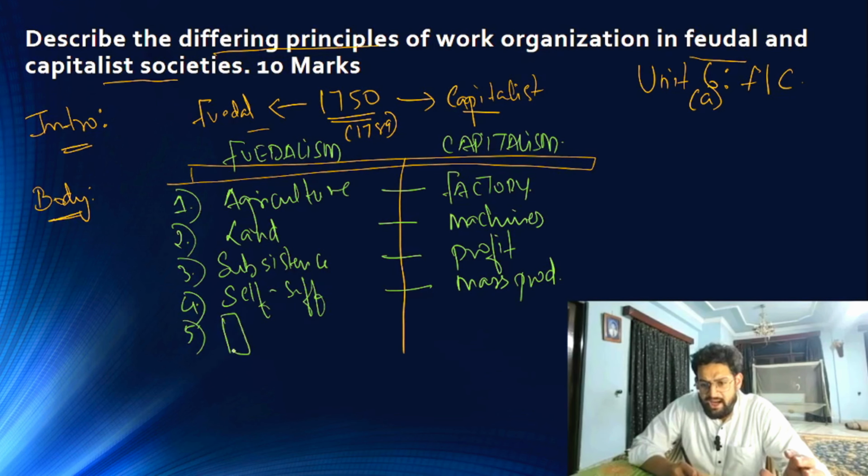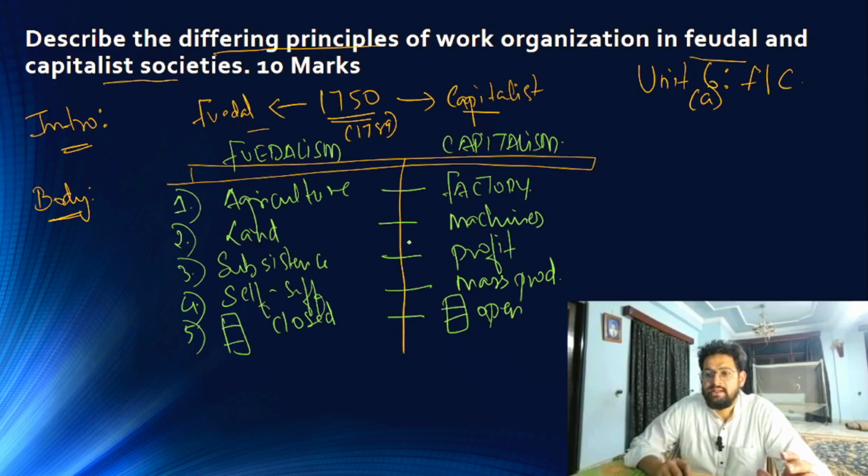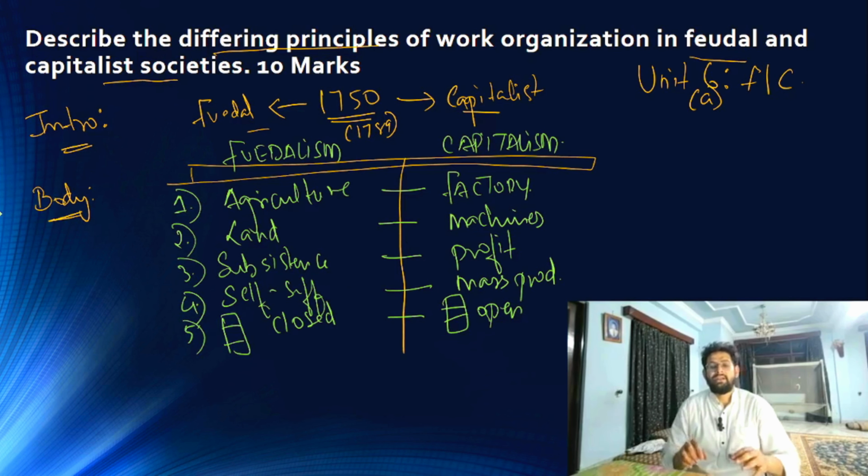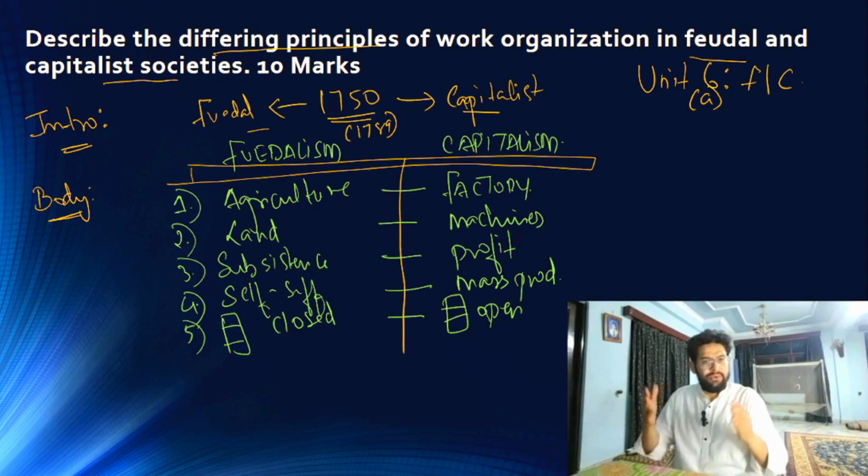Moreover, the hierarchy which is going to be present is largely considered to be a closed society, whereas the opposite is considered to be an open society. What is the meaning of this point, closed and open? In feudalism, the hierarchy is very rigid. So you cannot really jump from one stage to another stage.